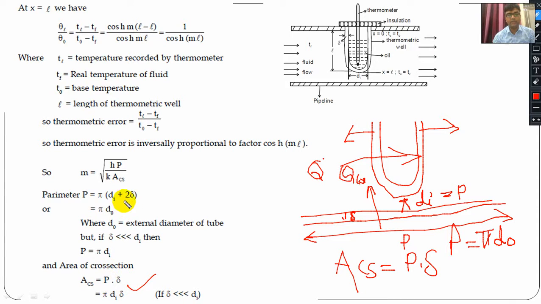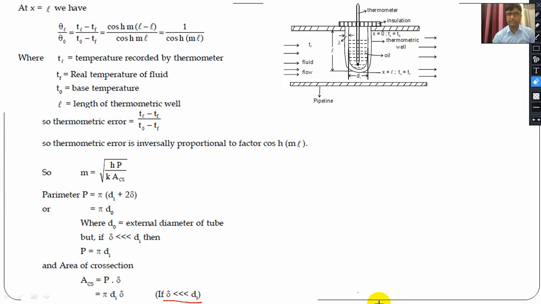Clear? And what is the perimeter? Perimeter is equal to, we can say, pi d naught, but if you are considering del is very much less than di, the perimeter is written as pi di, because del is considered negligible. So this is pi di. So we can write pi di into del, because del is very much less compared to di. Clear? So this is the area of cross section. So it is very important to understand the area of cross section and the perimeter in the case of this tubular fin. Clear? So now move further.